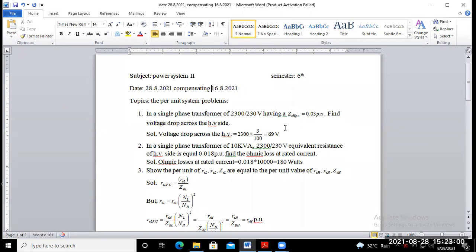Okay, so here we consider a problem based on the single phase transformer in the per unit system. For a single phase transformer with voltage rating 2300 volt divided by 230 volt, having a Z_EH in per unit equal to 0.03 per unit, find the voltage drop across the HV winding.